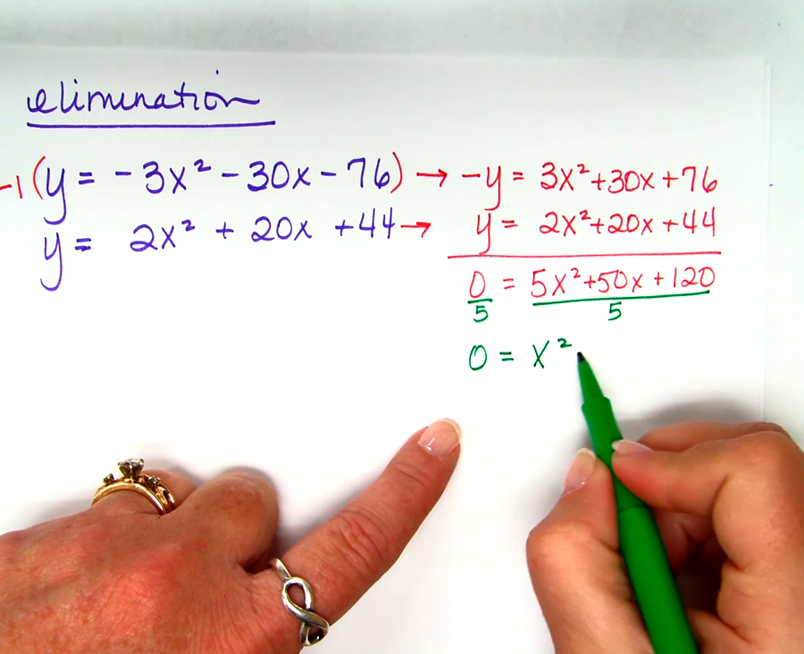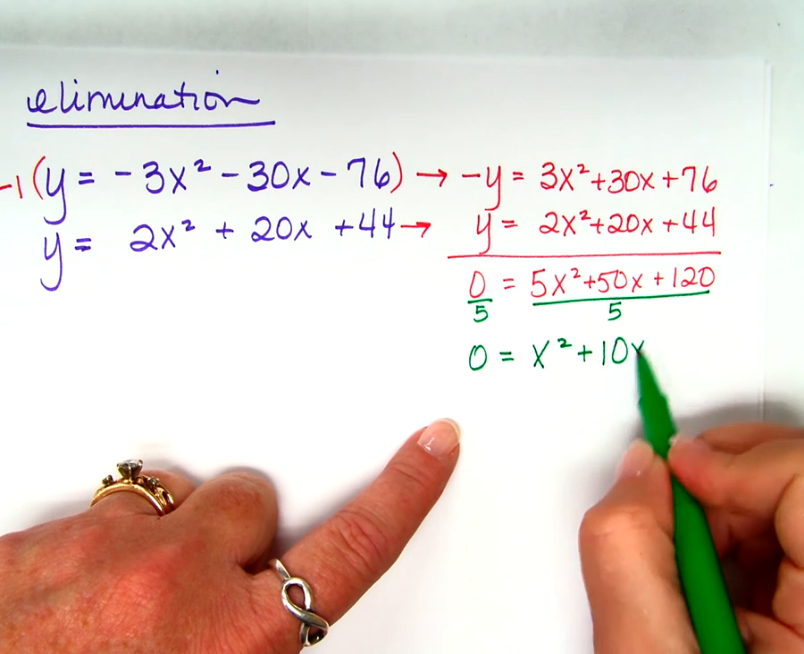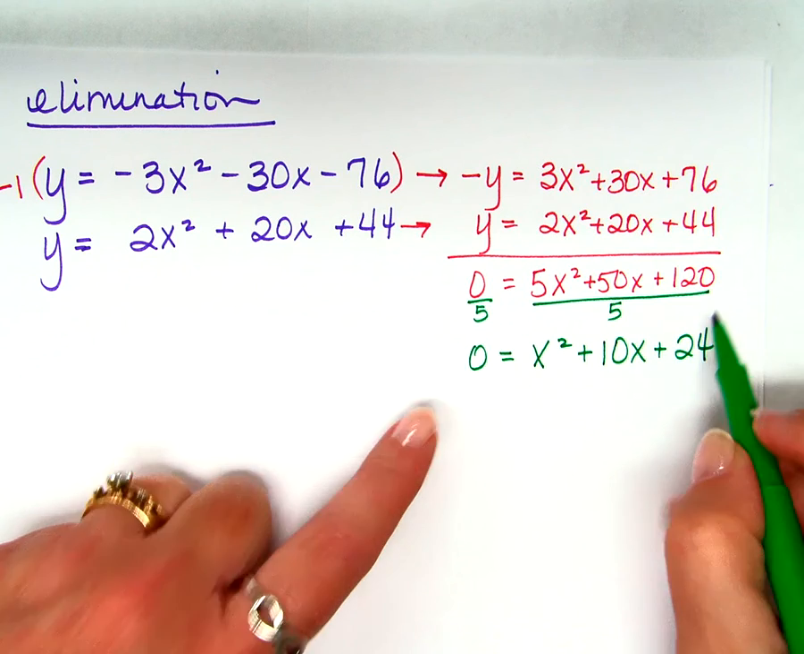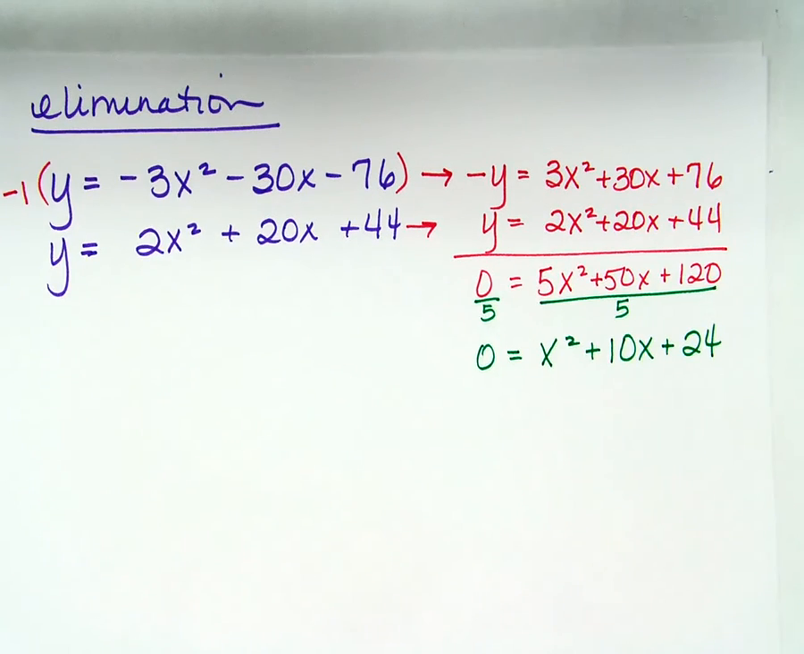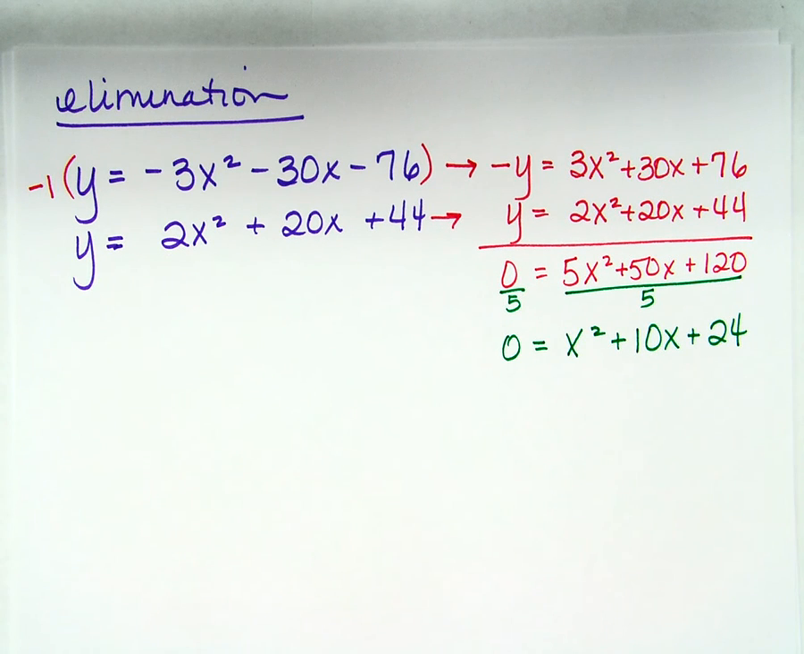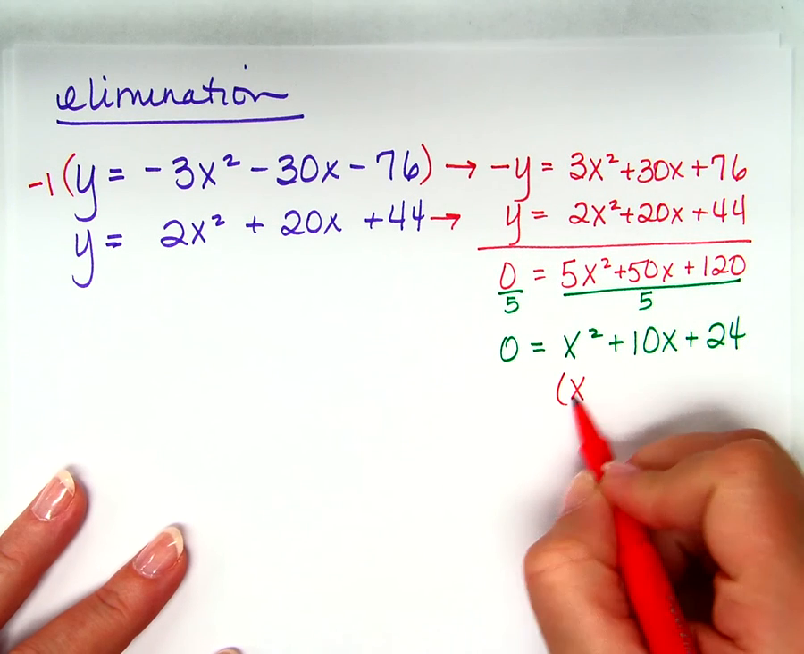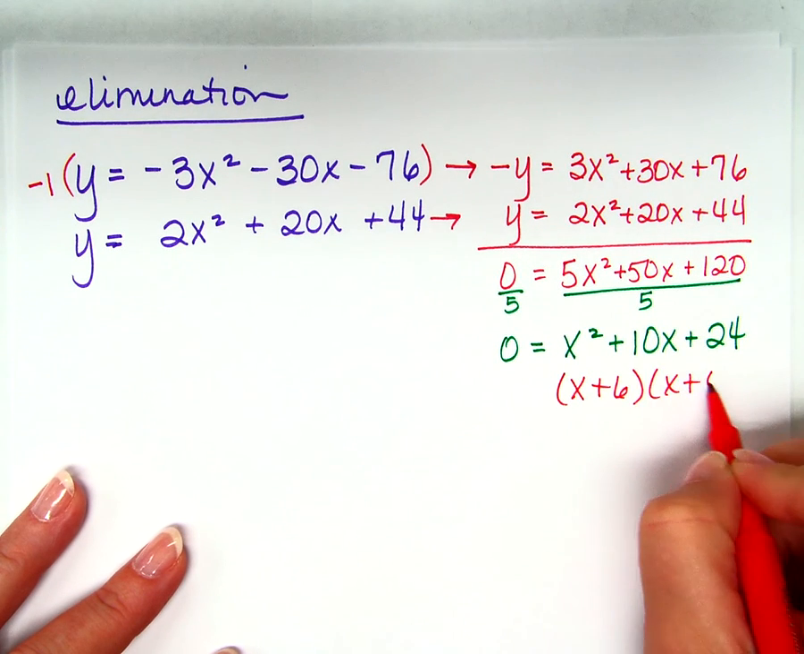x squared plus 10x plus 24. Whoa. Now what? Now we can make a better informed decision, right? Because my first thought, I don't know about you guys, is, can I factor this? Because I know it's pretty quick if I can factor it, right? Do I know two numbers that multiply to be 24 and add to be 10? Yes, I do, don't I? 6 and 4. So x plus 6 and x plus 4.